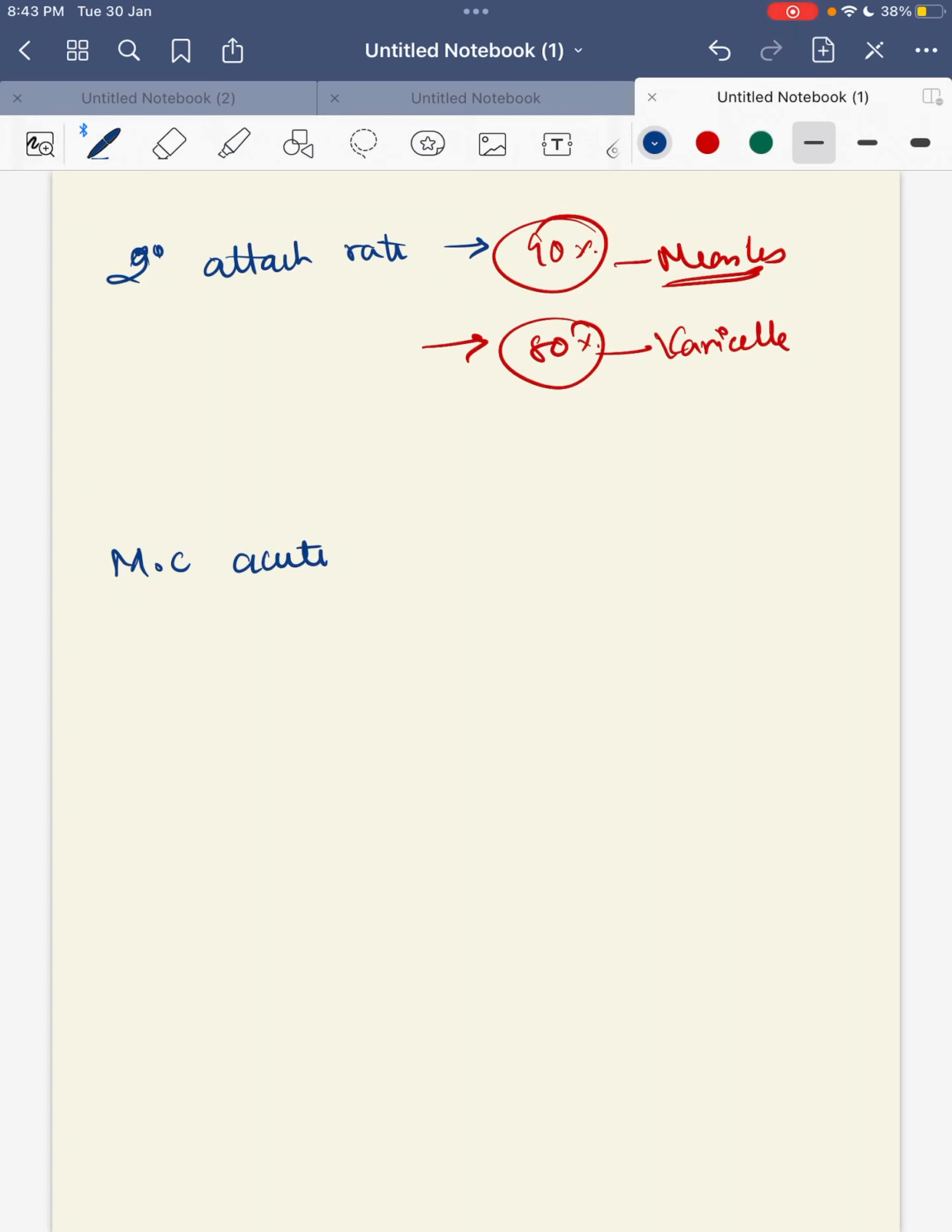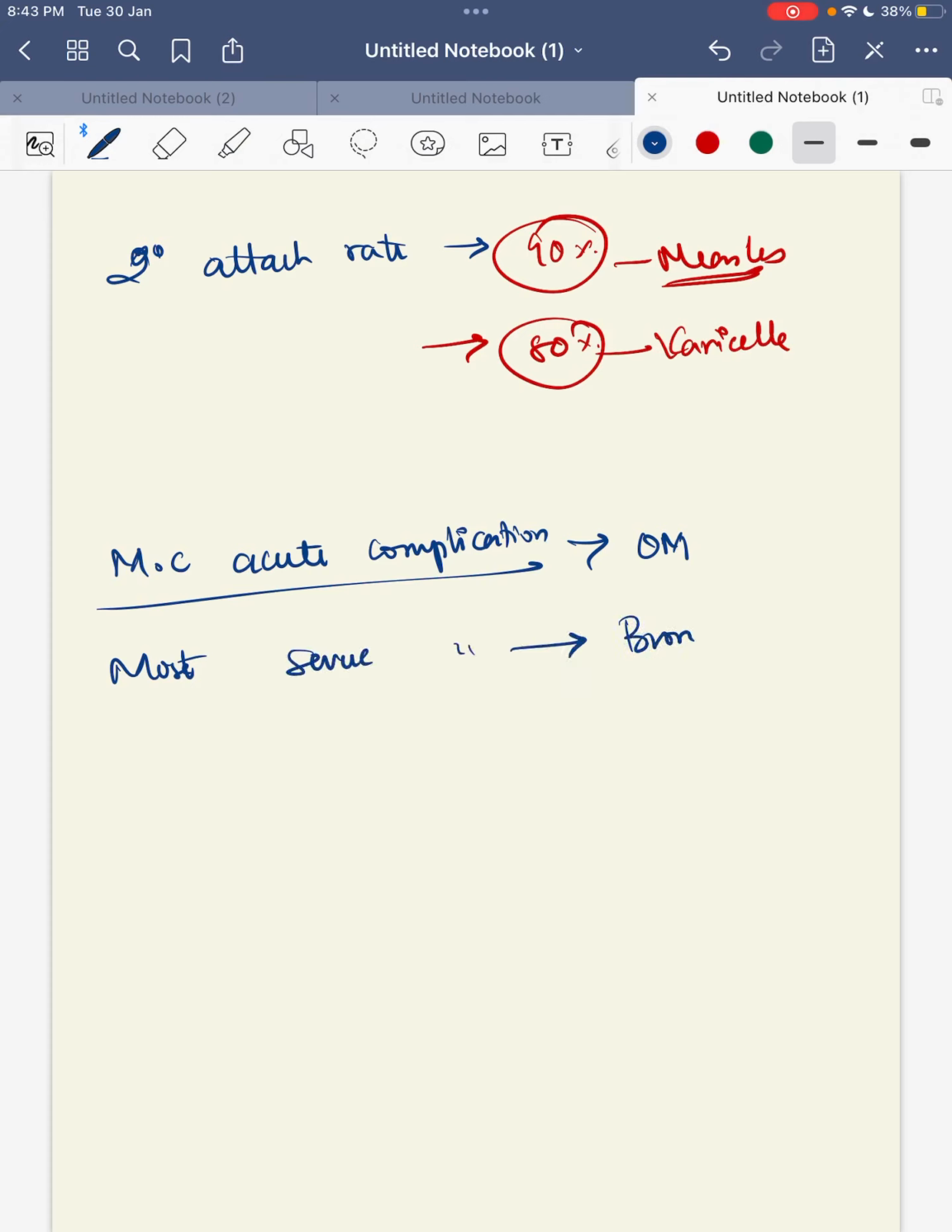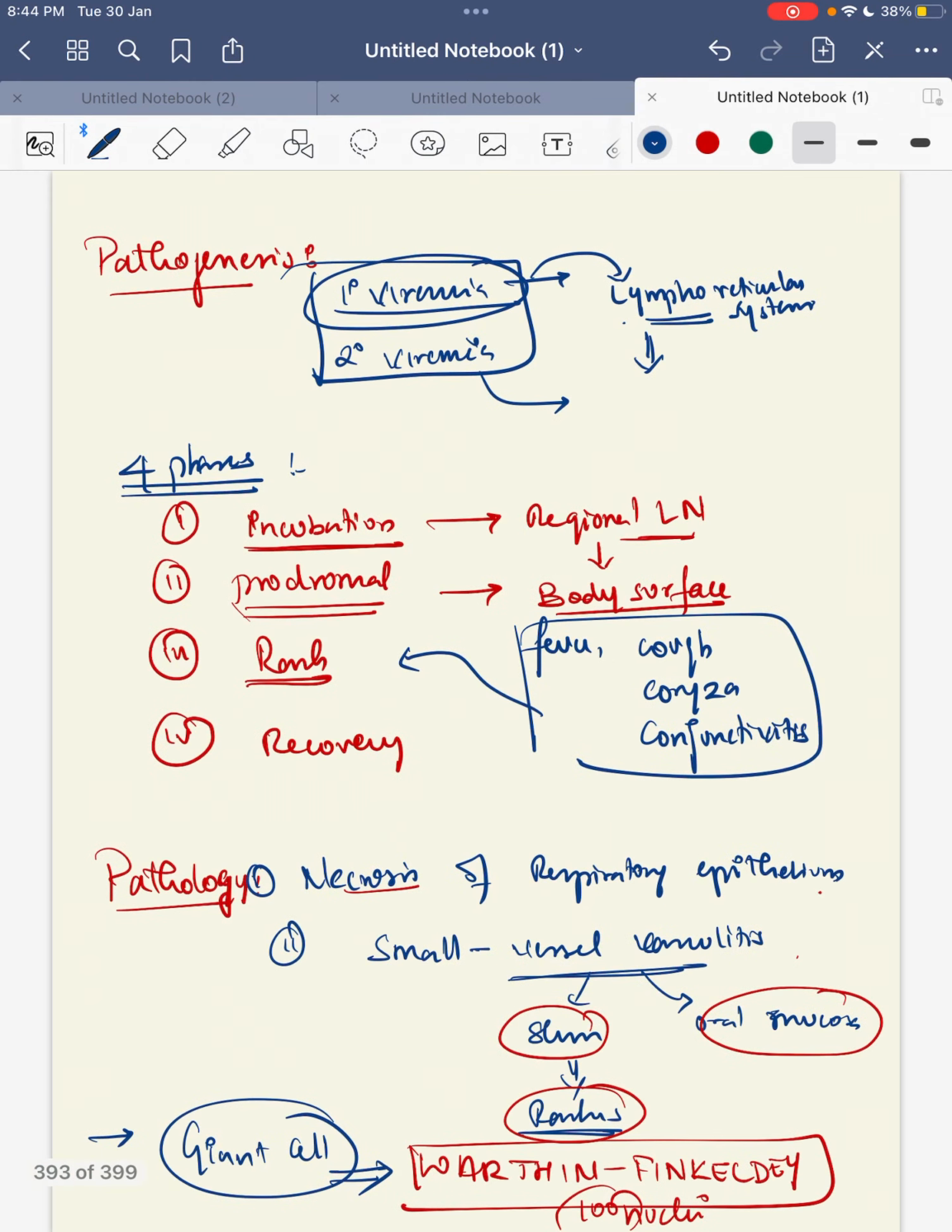Next, the most common acute complication. The most common acute complication of measles is otitis media, while the most severe complication is bronchopneumonia. Why? Because the measles will make the person immunosuppressed. Okay, because it attacks mainly.